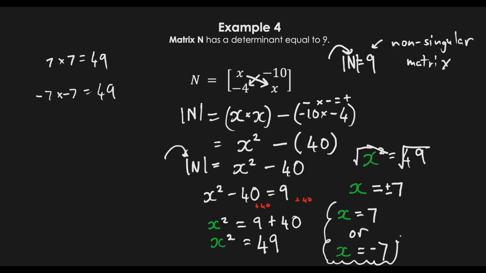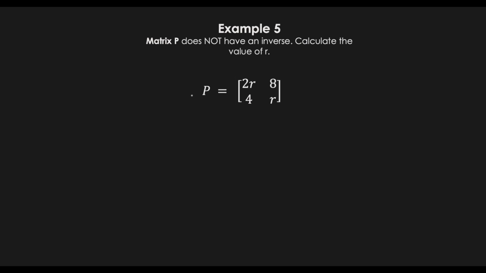So therefore, the values for this question would be this, because we're looking for the value of x. So we're looking at this here now. It says matrix P does not have an inverse. Now, the first thing we spoke about in the beginning of this video is that when a matrix does not have an inverse, that means that the matrix is singular.